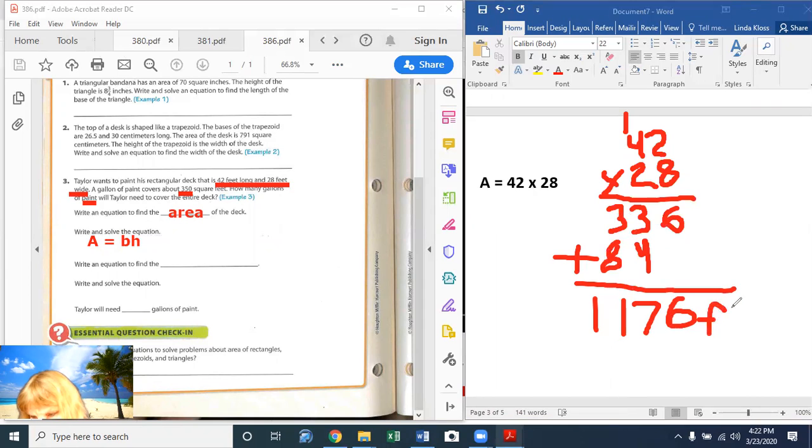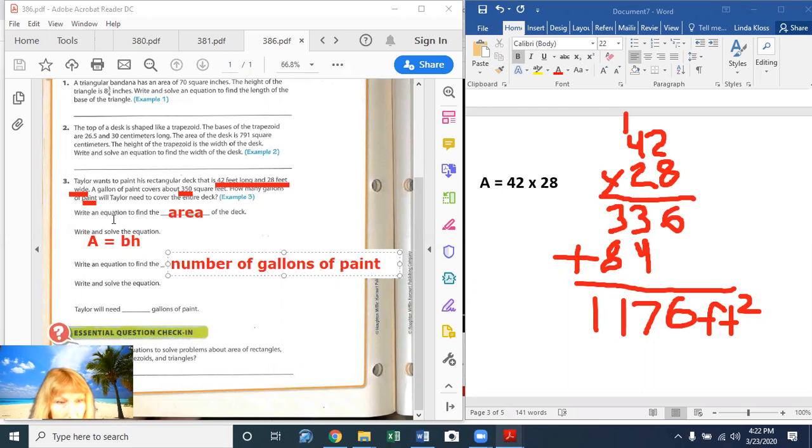Remember, area is always squared because we're talking about how many squares fit into a shape. So there's 1,176 feet squared. So write an equation. Did this move on us again? I think it did. No. Write an equation to find the number of gallons of paint is what I'm going to put. Believe that is what they want us to put there. I'm going to double check that. Yes, number of gallons of paint.